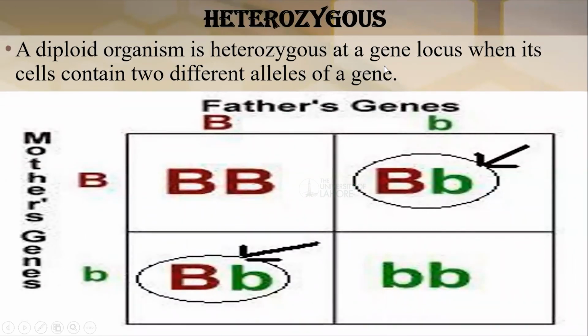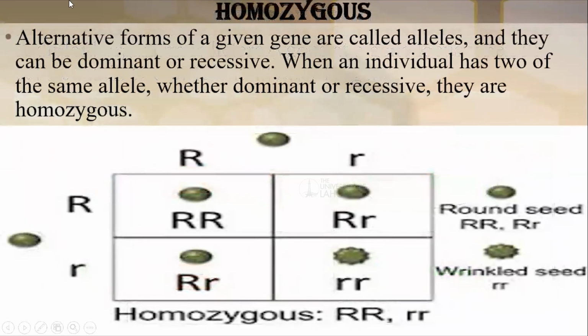Heterozygous: a diploid organism is heterozygous at a gene locus when its cells contain two different alleles of a gene. You can see we have large B, small b, and large B, small b. We can have father genes and mother genes. Homozygous: alternative forms of the given genes are called alleles, and they can be dominant or recessive. When an individual has the same alleles, whether dominant or recessive, they are homozygous. You can see RR. It can be the round one or the wrinkled one.